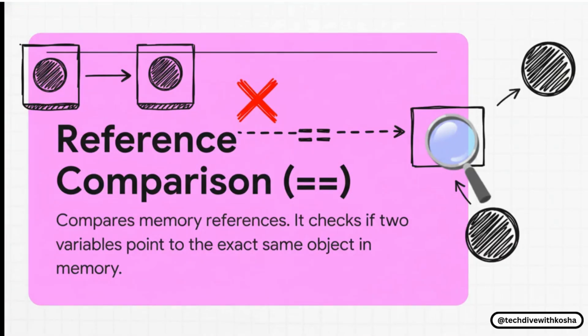When you use double equals with objects, you're basically asking, are these two variables pointing to the exact same place in my computer's memory? So in this example, we're creating two brand new integer objects. They both hold the value 10, sure, but they are two separate things living in two different spots in memory. So are they the same object? Nope, that's why this returns false.